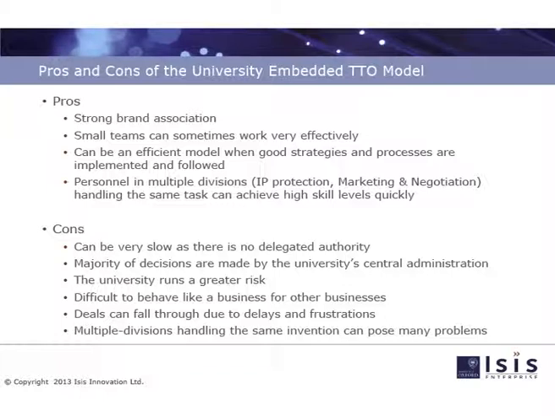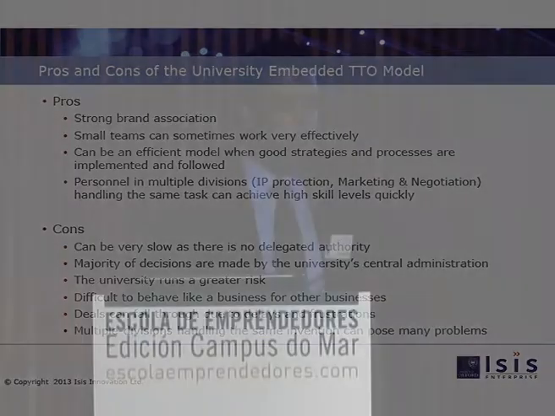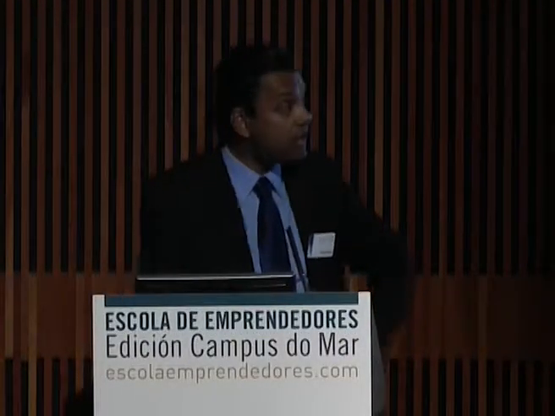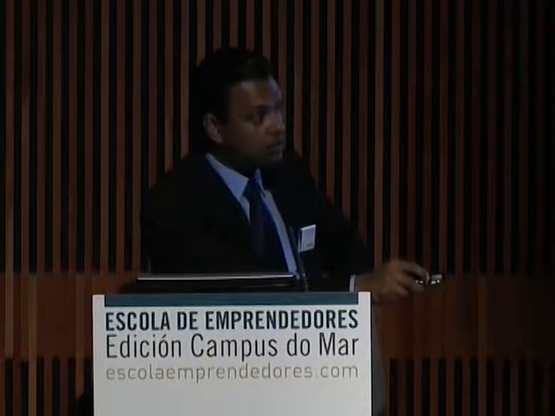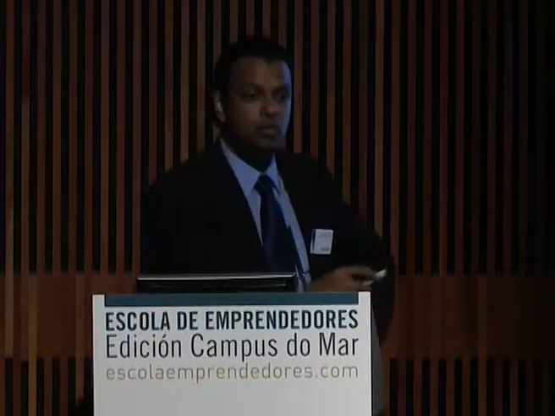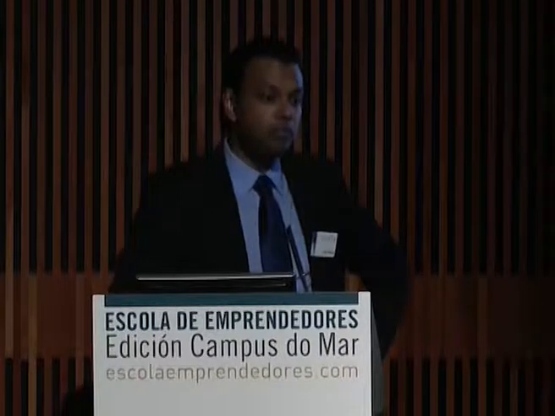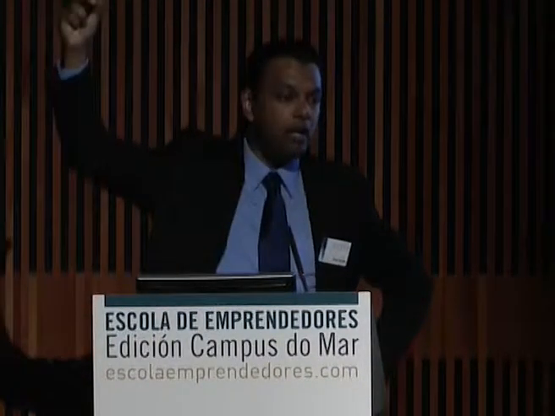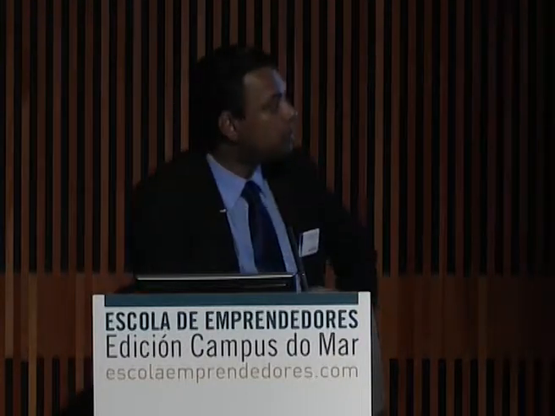So they can be very slow as there is no delegated authority. The majority of decisions are made by the university's central administration. So there is a director in the tech transfer office, but the director has no power whatsoever to make a decision. It has to be made by the university's central administration, because as you know, universities can be very bureaucratic, right? And everything has to go up there in order to be approved.